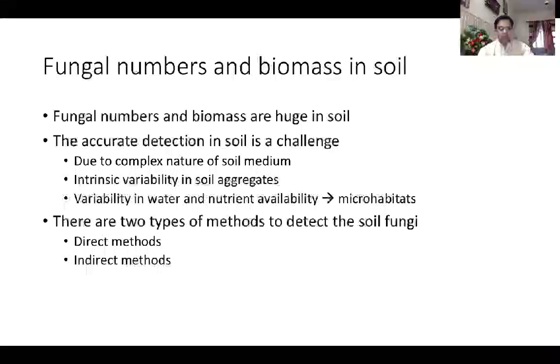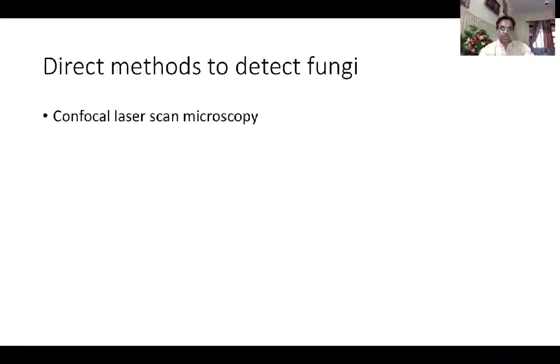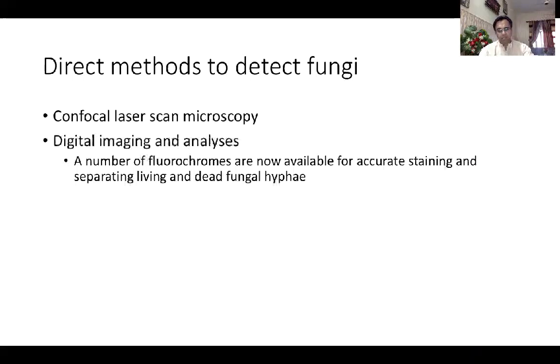There are two types of methods through which we can detect soil fungi: direct methods and indirect methods. When we say direct methods, it means we see or detect the fungi directly, for example, using confocal laser scan microscopy, or digital imaging and analysis. A number of fluorochromes are available for accurate staining and analysis. These fluorochromes help in separating live and dead fungal hyphae.